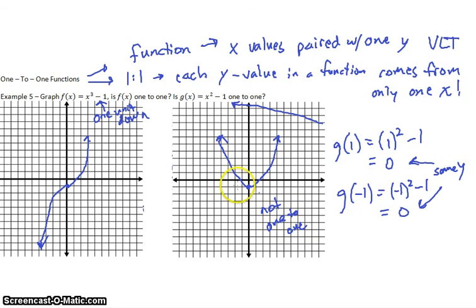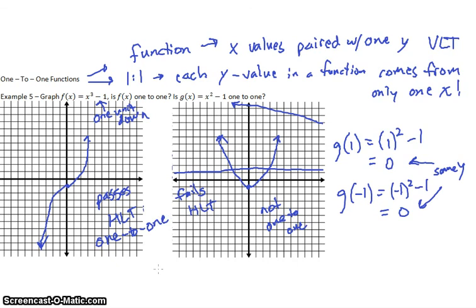Now, when we talk about testing for functions, we talk about testing with a vertical line test. With a one-to-one function, you can test with a horizontal line test. So this fails the horizontal line test. Okay? This is one that would pass the horizontal line test. So this is something that's one-to-one.